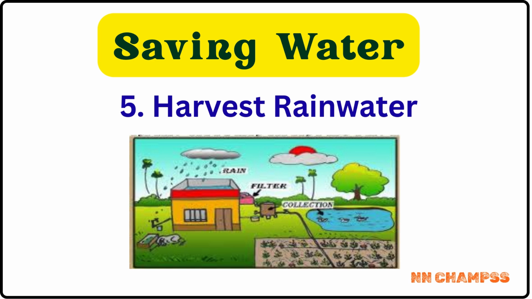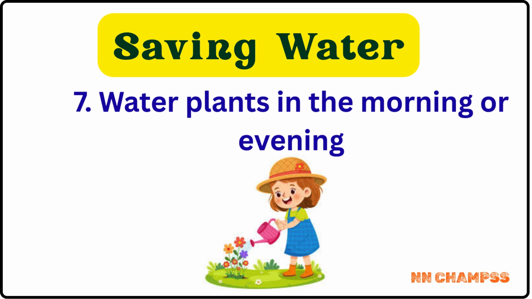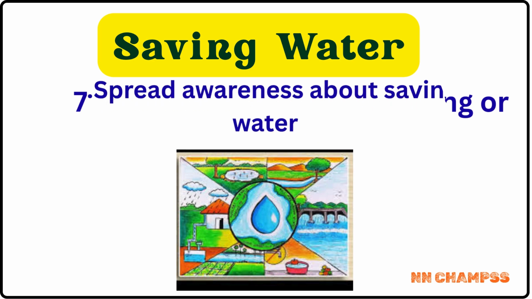Next, rainwater harvesting. This is the most effective way to save rainwater. Do not waste drinking water. Water plants in the morning or evening. Spread awareness about saving water.